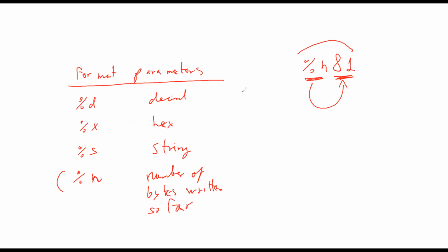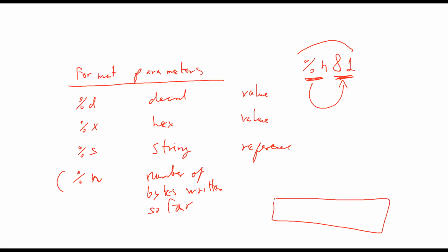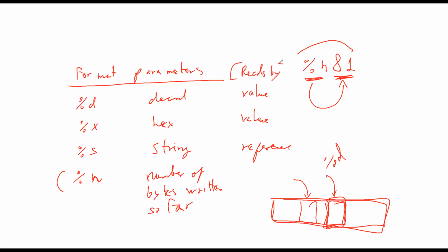So maybe I should say that %d reads by value, %x reads by value, whereas %s reads by reference. And so what that means is, if I have a %d, what am I going to read here? How am I going to treat the data? What am I going to do with that data? How am I going to use it? If %d reads by value, I think it's going to try to convert it to a value, right? That's right. It's going to think it's a value and treat it that way.